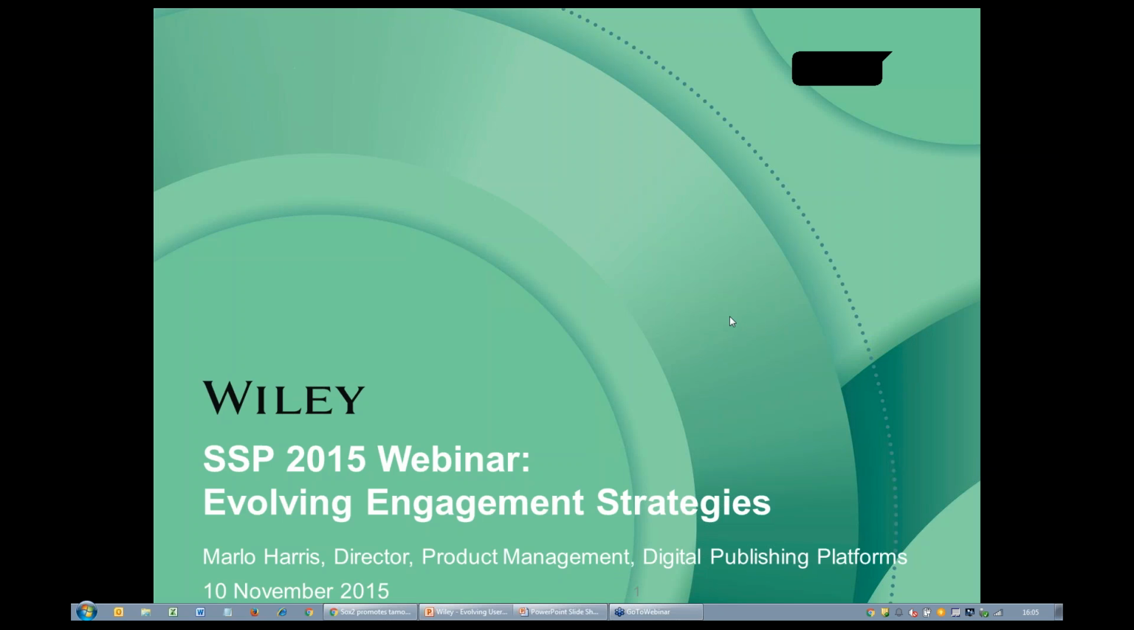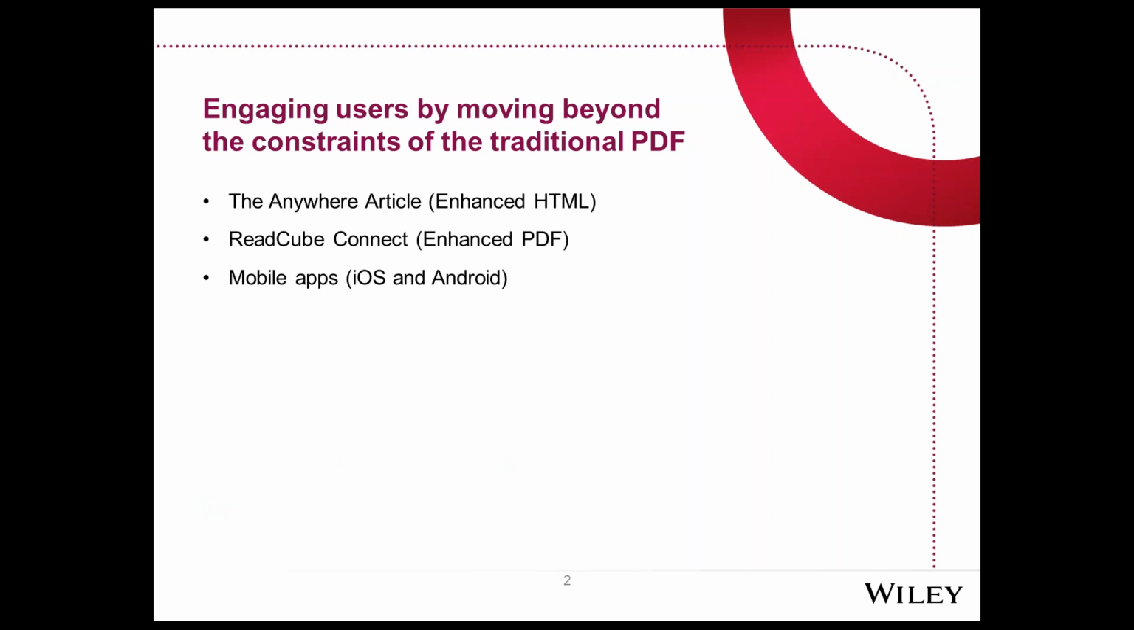Okay, just to give another brief rundown of the topics I'm going to cover today. I'm going to talk about some of the efforts that Wiley is undertaking to engage users with journal content and to move essentially beyond the constraints of the traditional PDF. So those three things I'm going to cover are what we call the Anywhere article, which is our name for the enhanced HTML version of our article. Then I'm going to talk about ReadCube Connect, which is a third-party integration with ReadCube, which is a technology company that enhances PDFs. And then I'm going to talk briefly about what we're doing with mobile apps.